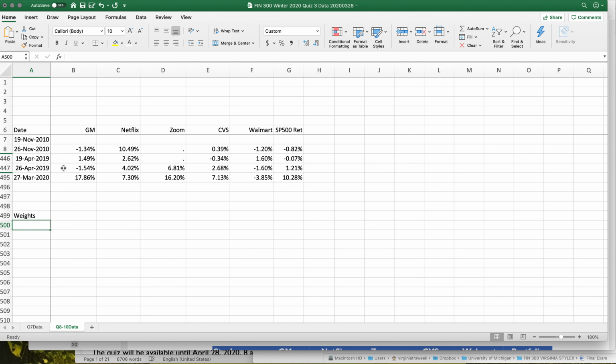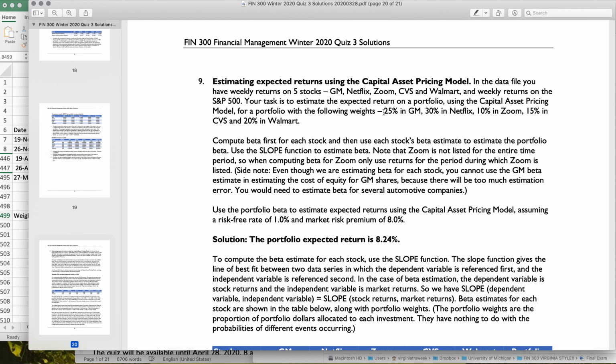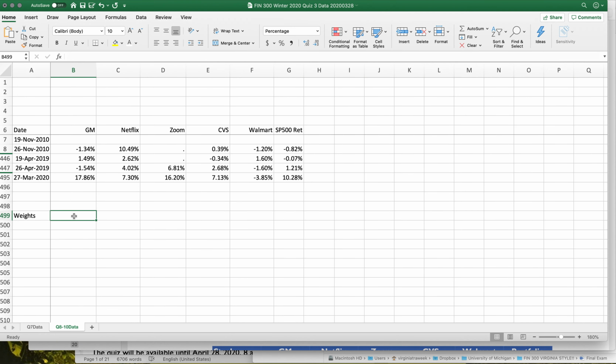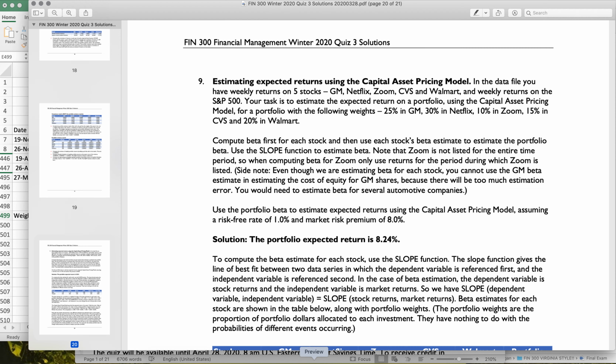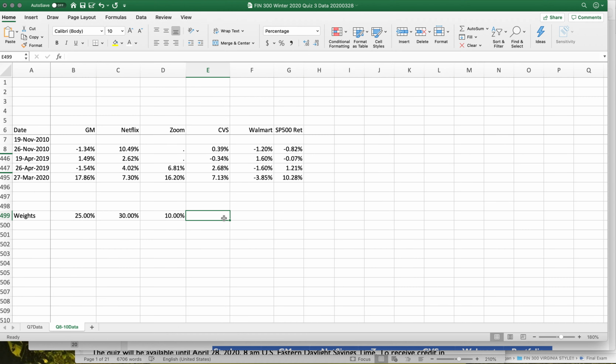If you watch the video from the last problem, I show you how to hide rows. You should totally do this on this problem. It is not worth your time to do it any other way. So you have 25%, 30%, and 10%: 0.25, 0.3, 0.1, 15, and 20: 0.15, and 0.2.